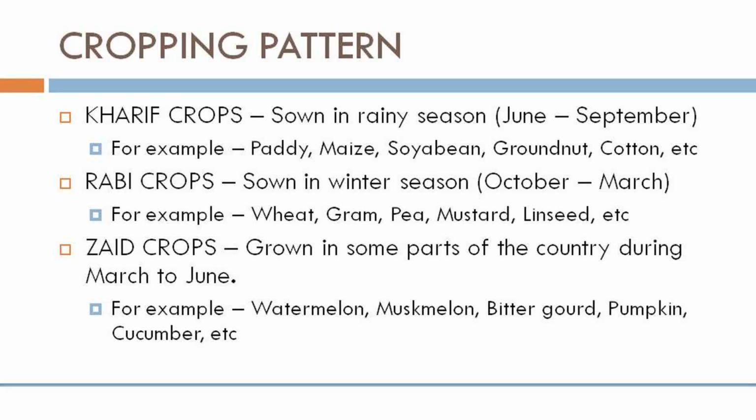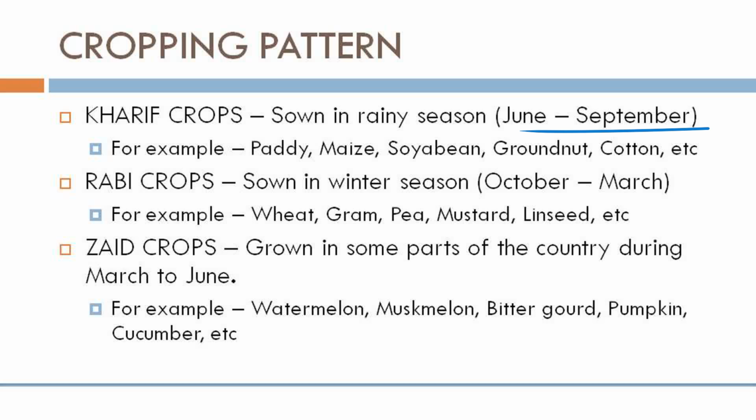In India, we follow a cropping pattern according to seasons where three different kinds of crops are grown in a year. The first one is Kharif crops. These crops are sown in rainy season, that is from June to September. The example of Kharif crops includes paddy, maize, soyabean, groundnut, cotton, etc.